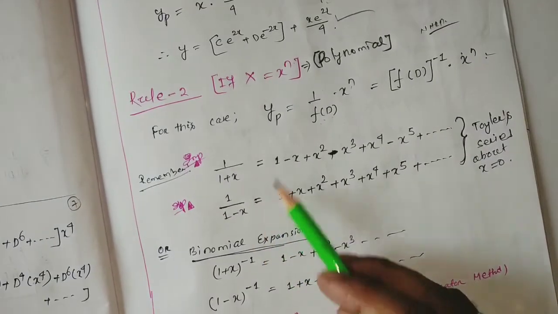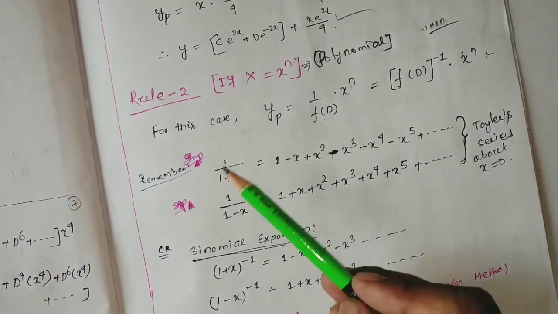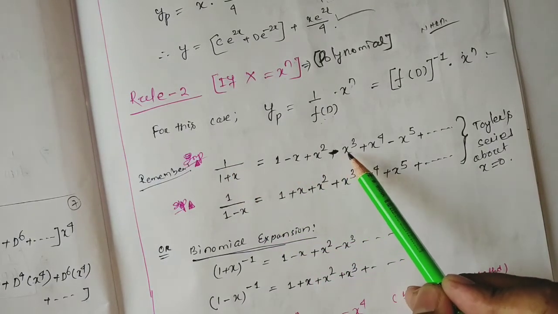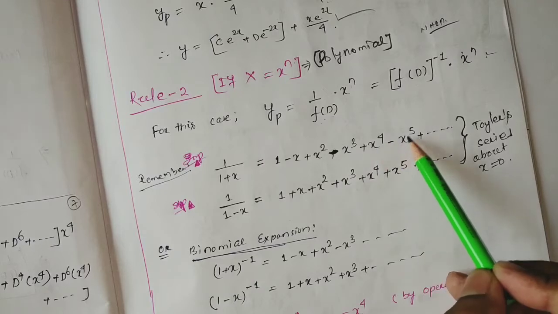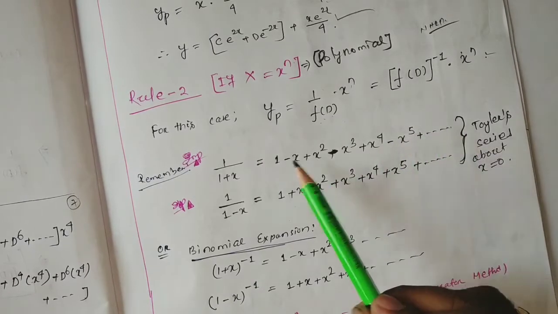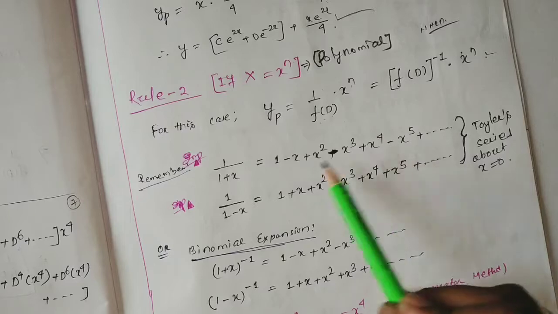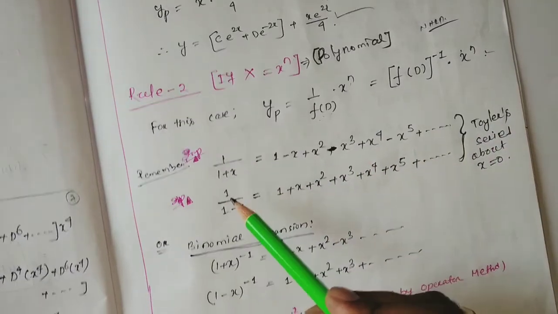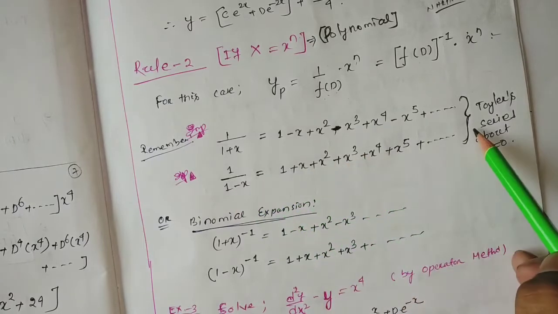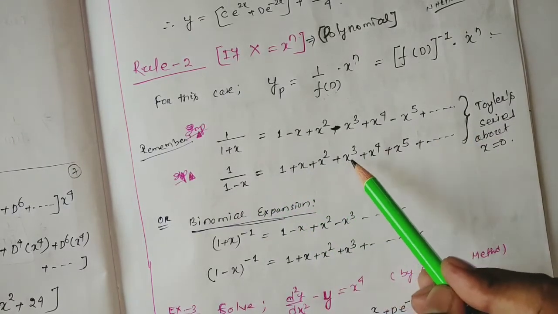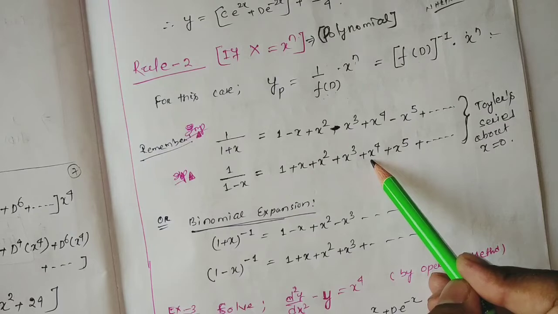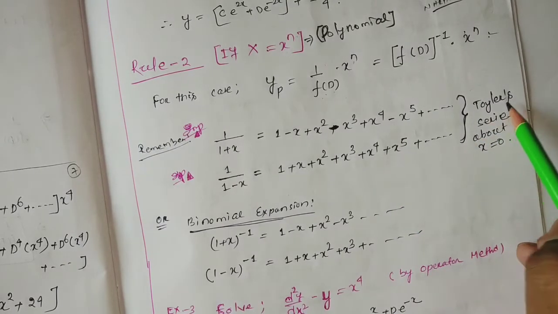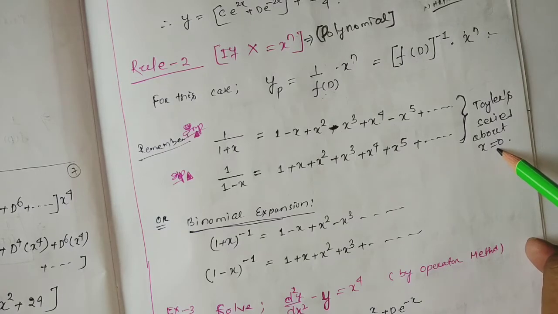And here two important series you have to remember. 1 by 1 plus x is nothing but 1 minus x plus x square minus x cube plus x to the power 4 minus x to the power 5 and so on. That means alternate plus and minus signs come up for 1 by 1 plus x. Remember, 1 by 1 minus x is all plus: 1 plus x plus x square plus x cube plus x to the power 4, x to the power 5 and so on. This is nothing but the so-called Taylor series about x equal to 0.